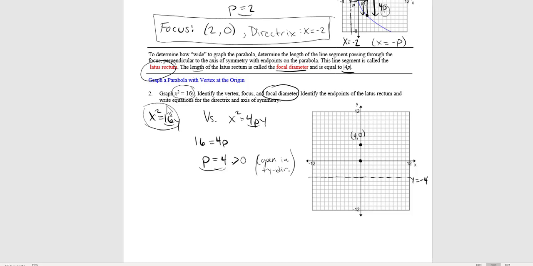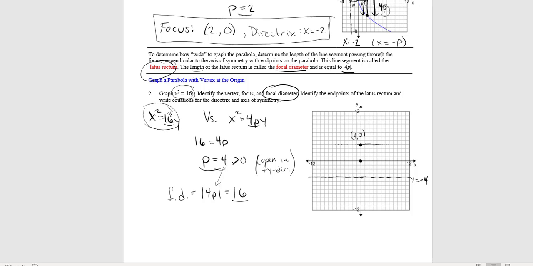The focal diameter is the absolute value of 4p, which in this case is 16. P is 4, so you get 4 times 4 is 16. That means that when I cross the focus parallel to the directrix drawn below, I should have a segment 16 units wide, measured 8 in each direction from the center, to land with endpoints on that parabola.